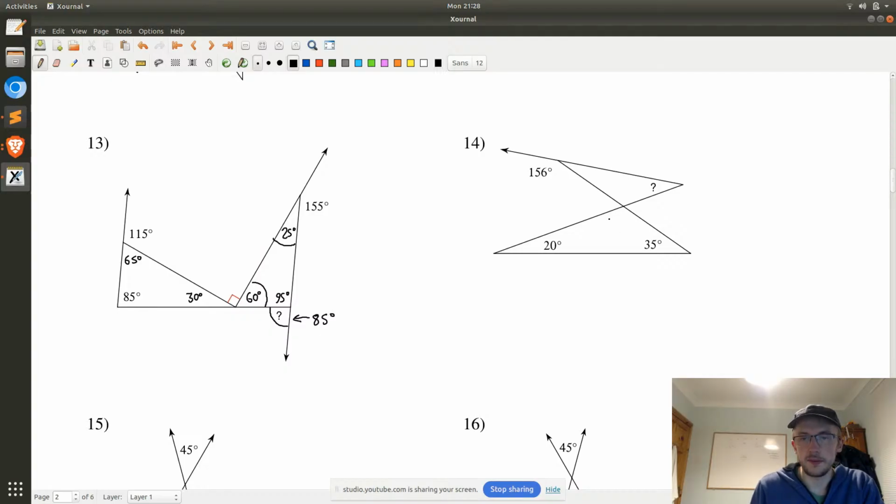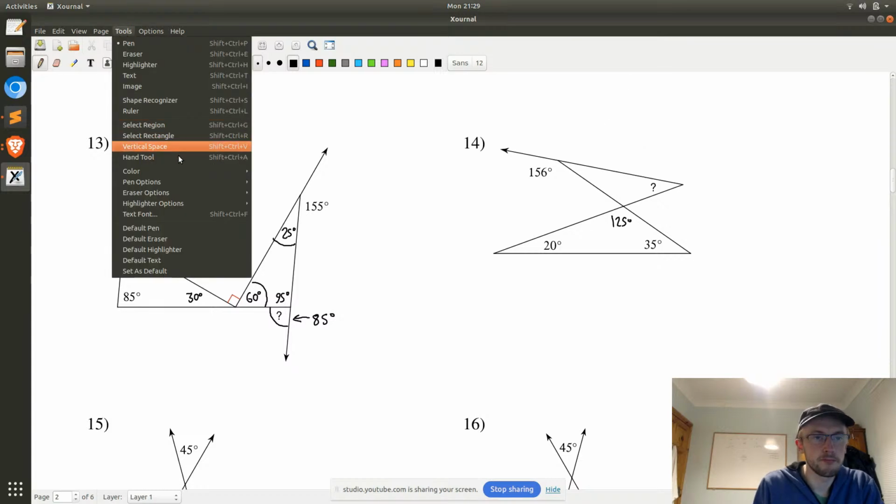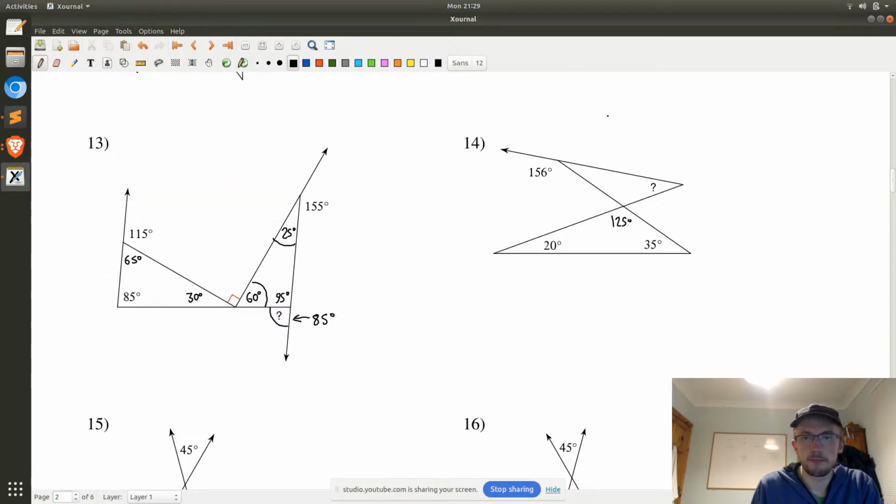20 and 35 is 55. Take that from 180, and that's 125 degrees. This is vertically opposite, so it must be 125 degrees as well. This is adjacent to 156 upon a straight line, so it must be 24 degrees. 24 add 125 is 149. Take that from 180, and that's 31 degrees.